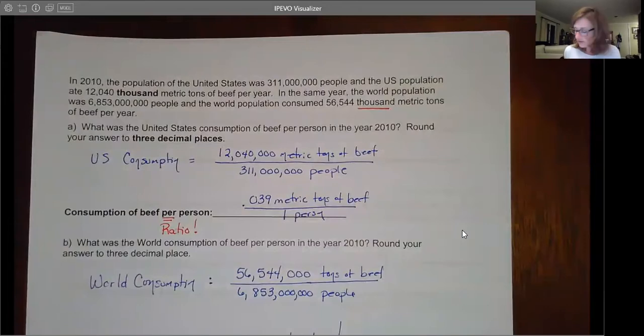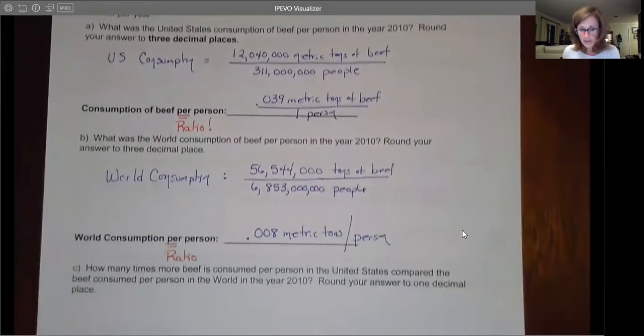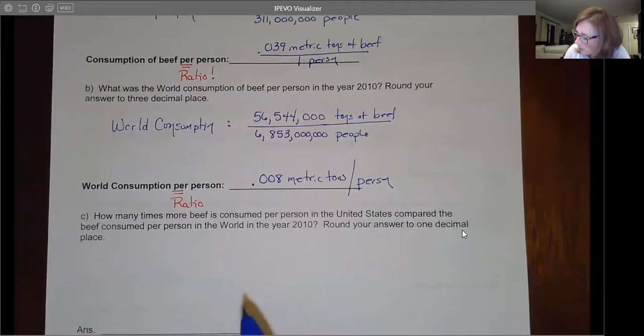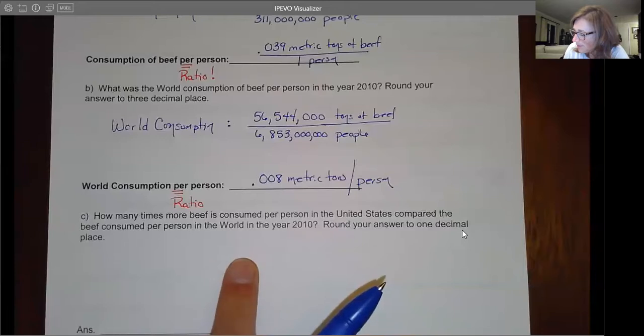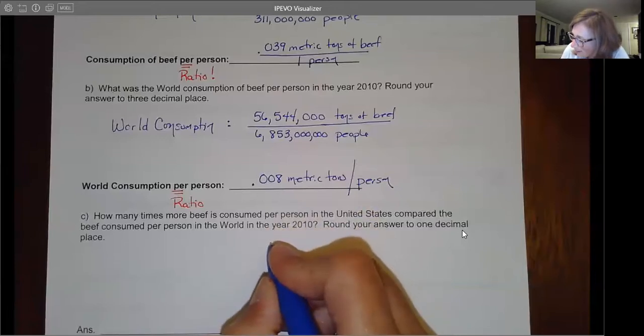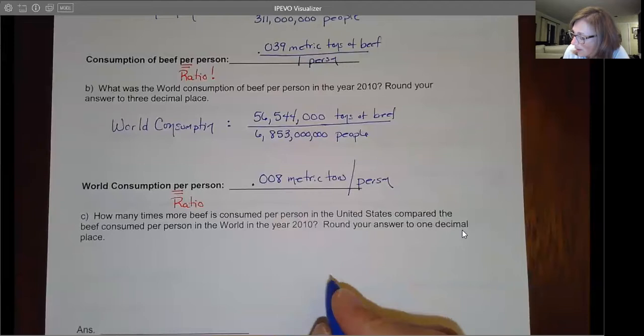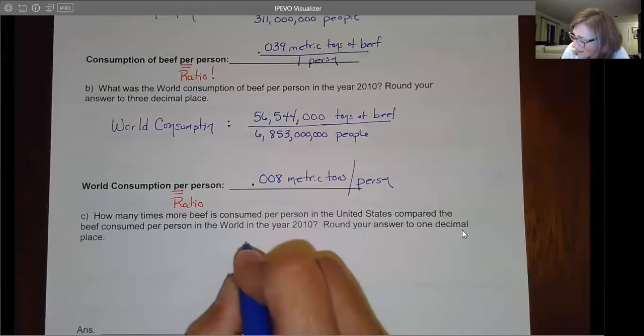So the next question says, oops, sorry about that, couldn't see what I wrote. Next question says, how many times more beef is consumed per person in the US compared to the beef consumed in the world? All right, so it says, how many times more beef? So how many times more beef is consumed in the US? So remember how many times?